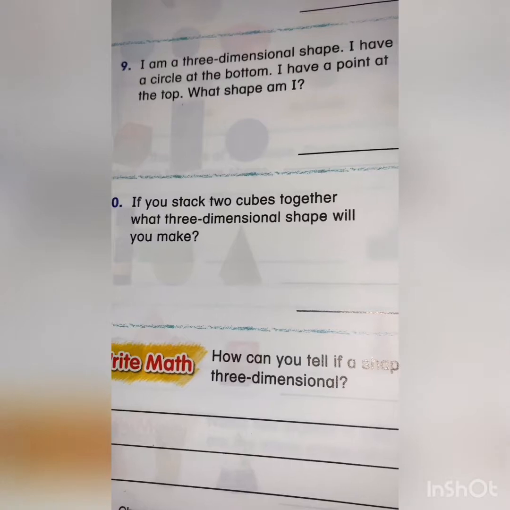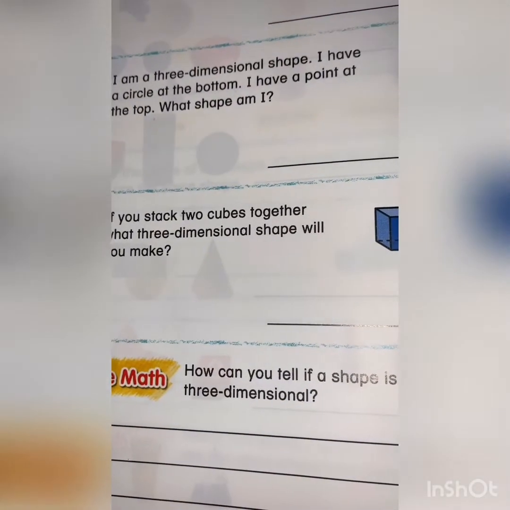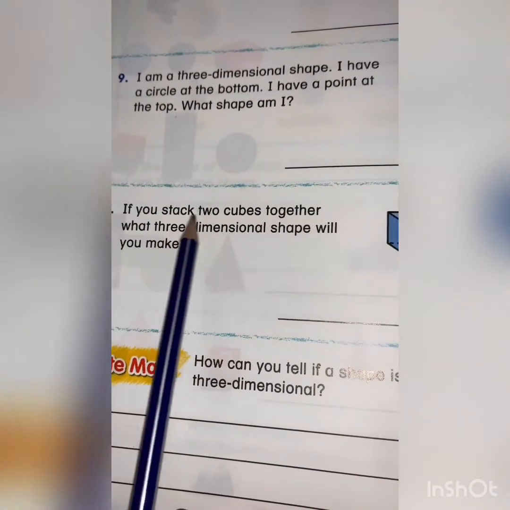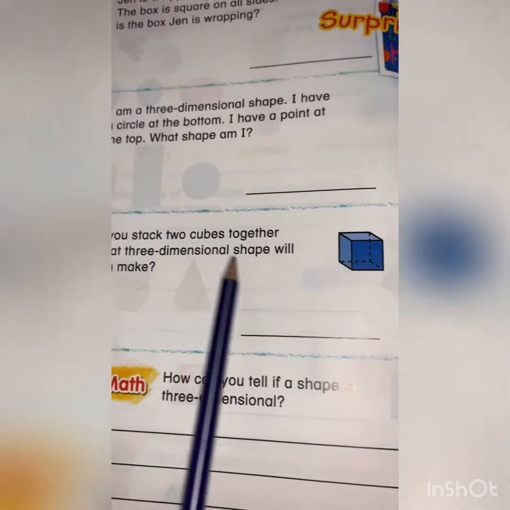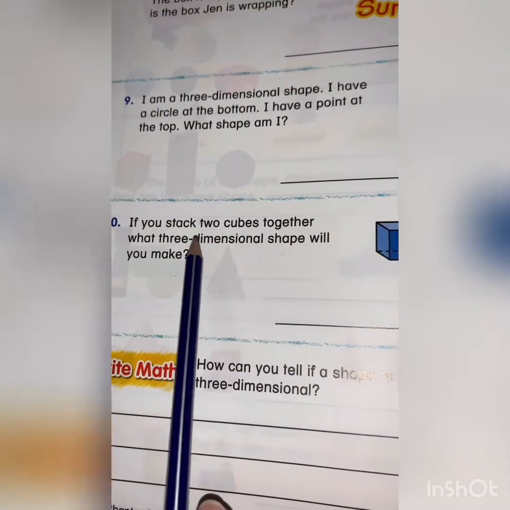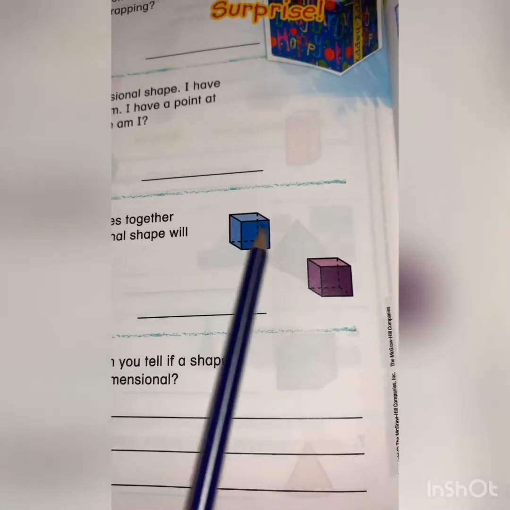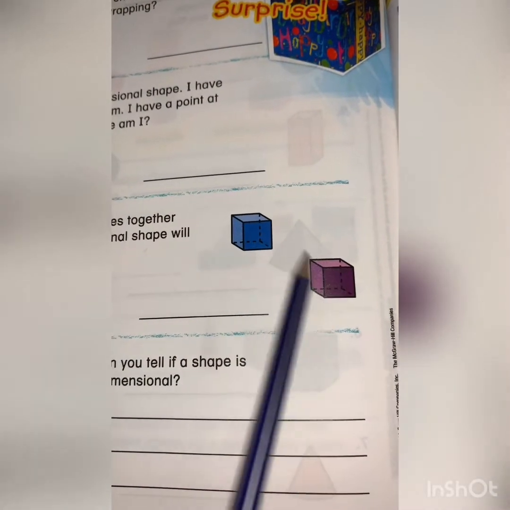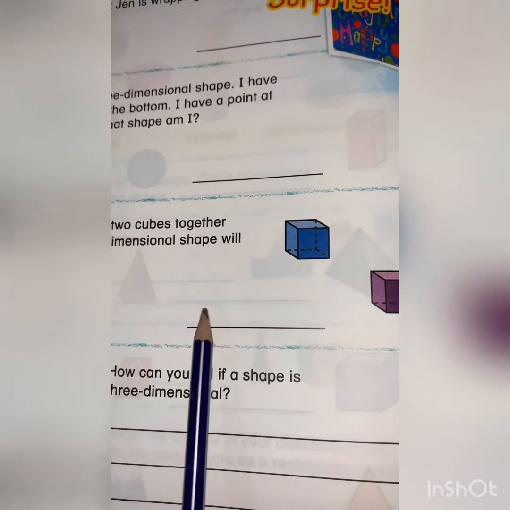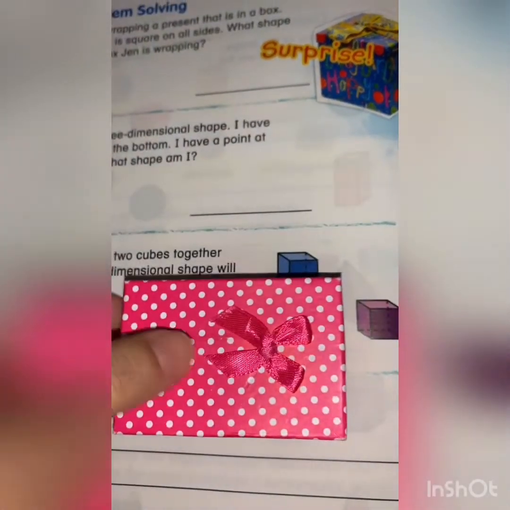Let's have a look here at number 10. If you stack 2 cubes together, what 3-dimensional shape will you make? Here he wants you to stack 2 cubes together. 1 cube and 1 cube. If you put them together, so what shape will you have? Yes, I want you to think. Yes, excellent. It will be a rectangular prism. Okay, like this rectangular prism.